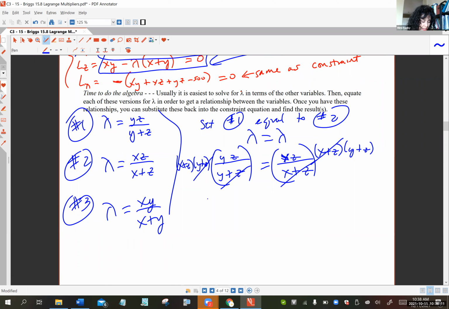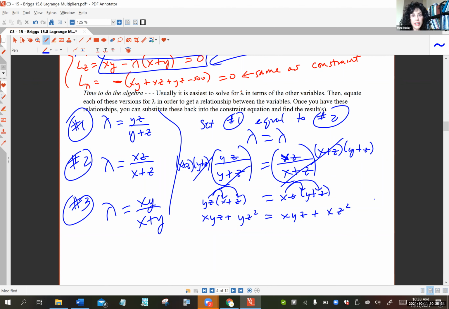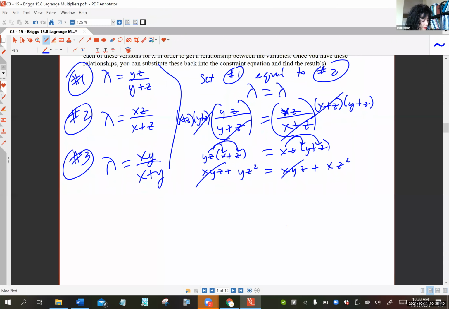Those cancel, those cancel. Over here, I have yz times (x plus z). Over here, I have xz times (y plus z). What a mess. Let's distribute to get rid of parentheses and look at what we have. After distributing on the left, the first term is xyz, and the second term is yz squared. On the right, I have xyz plus xz squared. I hope you can tell that if I subtract xyz from both sides, it's gone. Now I have yz squared equal to xz squared. Assuming z is non-zero, let's divide both sides by z squared, and I get y in terms of x. Save this for later.